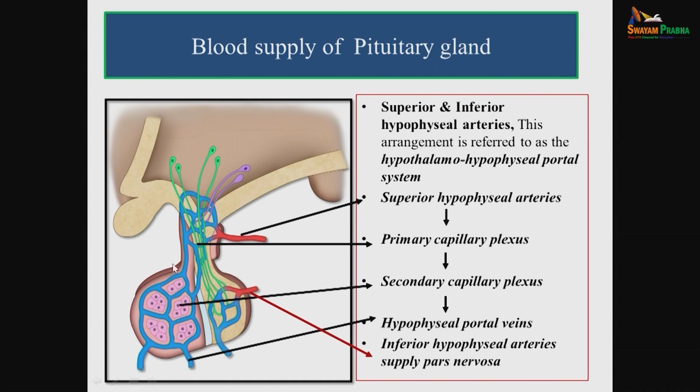This kind of arrangement is quite unique in the pituitary gland and hence it is called the hypothalamo-hypophyseal portal system, because this is the only region where there are two capillary plexuses between an artery and a vein. The inferior hypophyseal artery supplies the pars nervosa. The capillary plexus surrounds the cells present in the pars nervosa. So, the hormones which are stored here, when stimulated appropriately, will pour into these capillary plexuses.